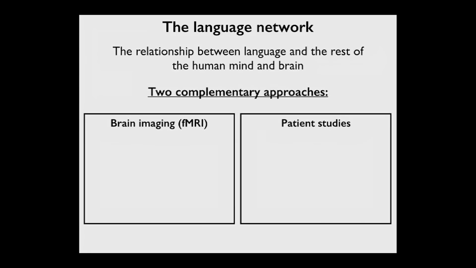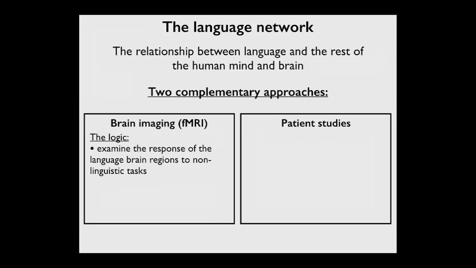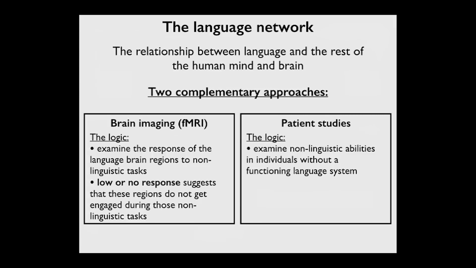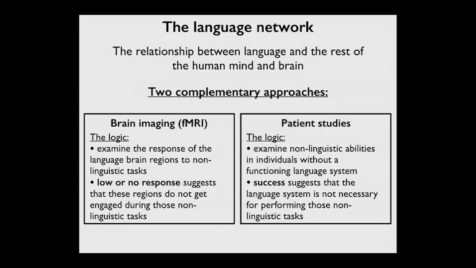Two kinds of evidence speak to the relationship between language and other cognitive systems. There is brain imaging evidence, and investigations of patients with brain damage. In fMRI studies, we do something very simple. We find regions that seem to respond a lot to language, and then we ask how they respond to various non-linguistic tasks. And if they don't show much of a response, then we can conclude that these regions are not engaged during those tasks. And in the patient studies, we can evaluate non-linguistic abilities in individuals who don't have a functioning language system. And if they perform well, we can conclude that the language system is not necessary for performing those various non-linguistic tasks.